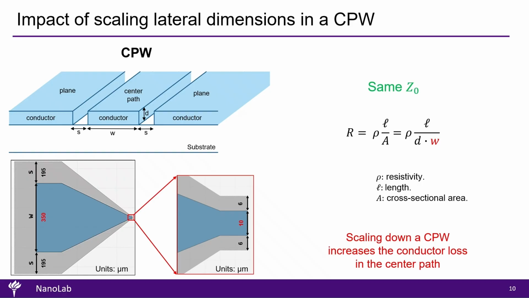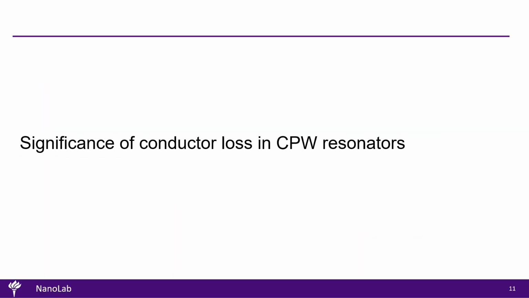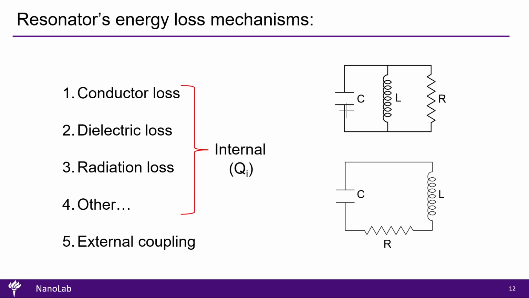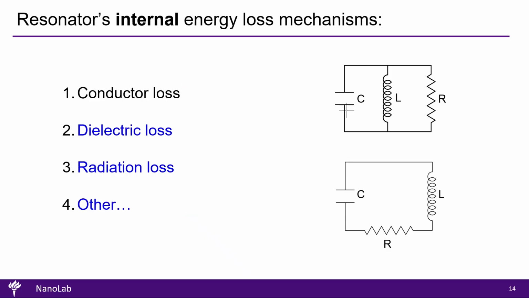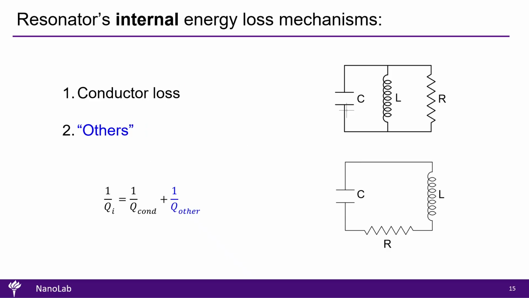You may be wondering, how important is conductor loss for the performance of a CPW? After all, as we discussed in previous sessions, resonators have multiple loss mechanisms, all represented in our lumped models by the resistance R. The answer depends on the application and the circuit size. So let's review this more carefully in the context of a quantum circuit. To simplify, we will focus only on internal losses. We will group all internal loss mechanisms together under "other," except for the conductor loss. In this case, the internal quality factor, Qi, of the resonator is given by the parallel sum of Qcond and Qother.